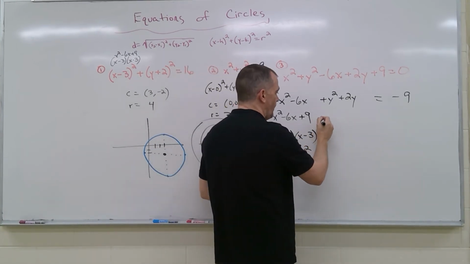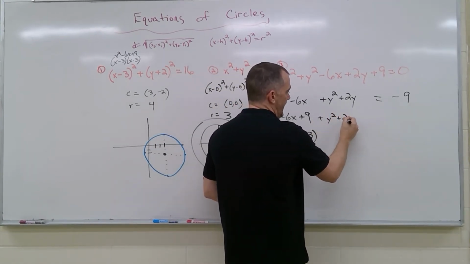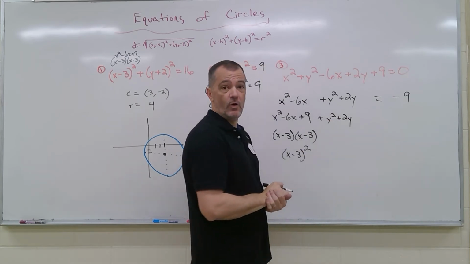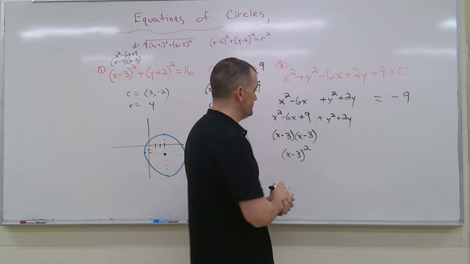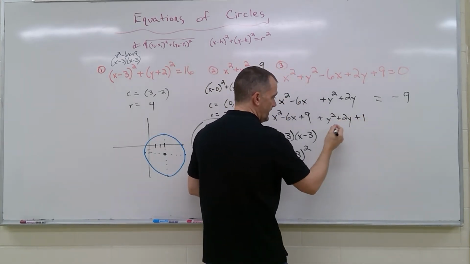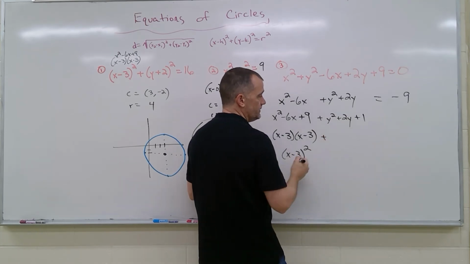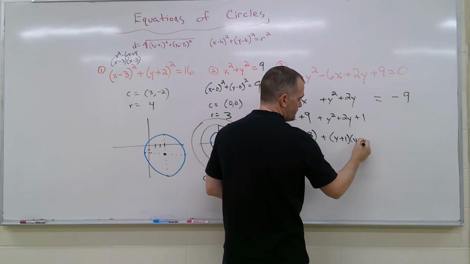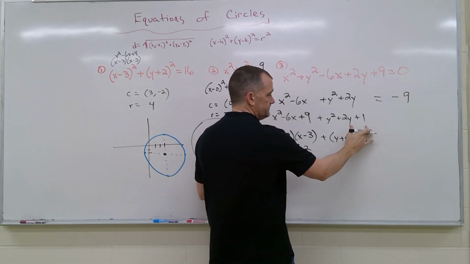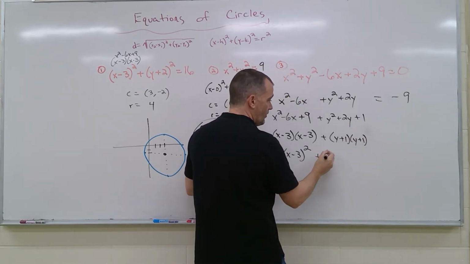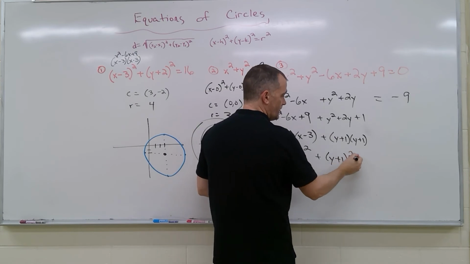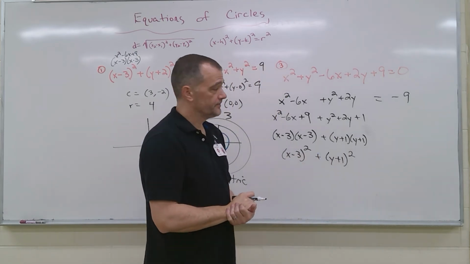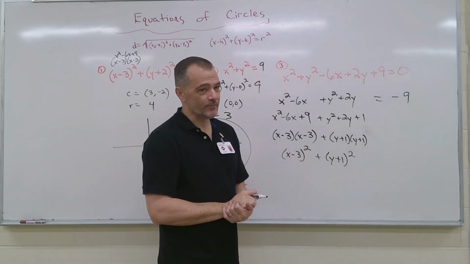And now let's do it with the y's. I take half of 2, which is 1, and square, which is 1. And now that's a nice perfect square trinomial. And what I get now is (y plus 1) times (y plus 1), which is (y plus 1) squared. Beautiful.